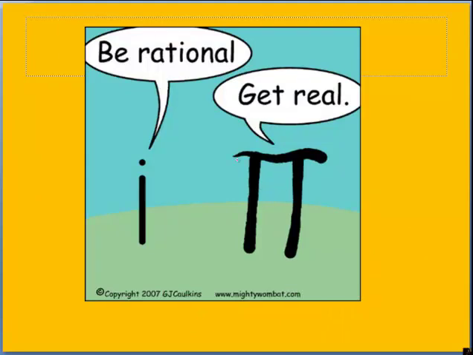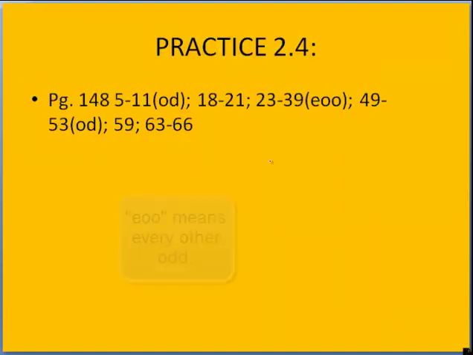Math joke. Pat. And there's your homework.